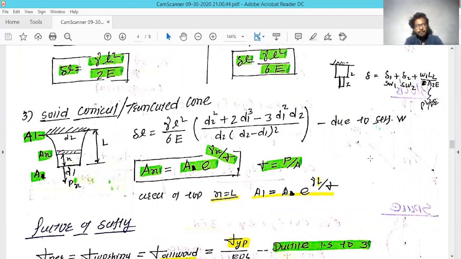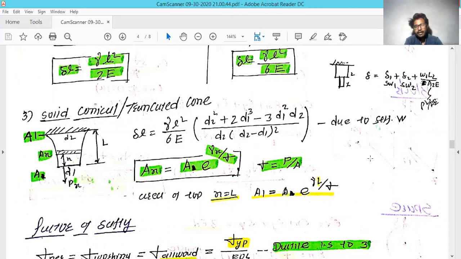And third, the cross section is conical, also called a truncated cone. The truncated cone is mostly not asked because it has a very big, complicated formula, it is very difficult to remember, and you cannot derive it. I have taken it only for understanding. If you ask, there will be no questions on it. I have referred to the book, and I have taken this formula from it.